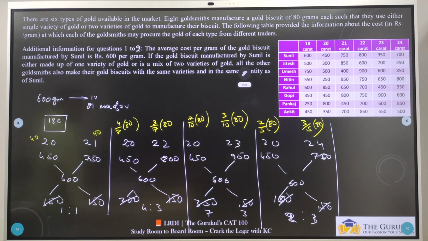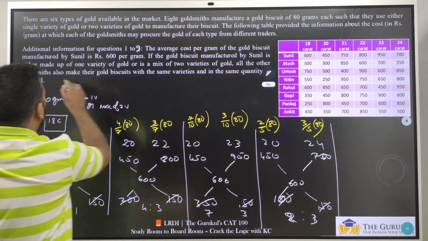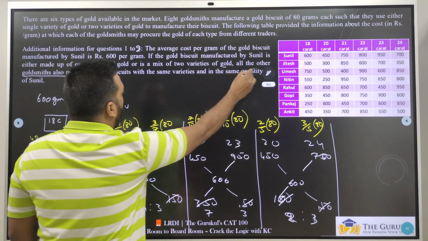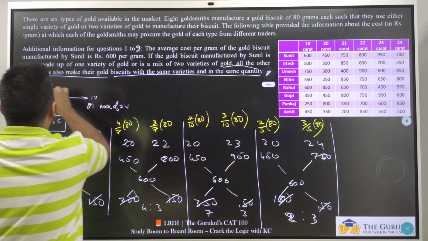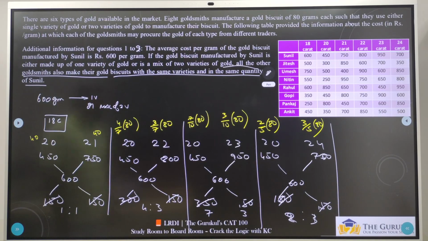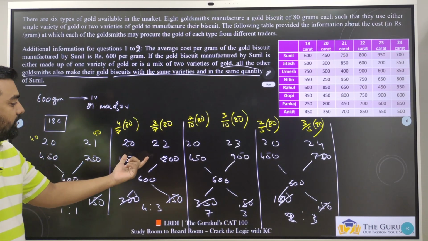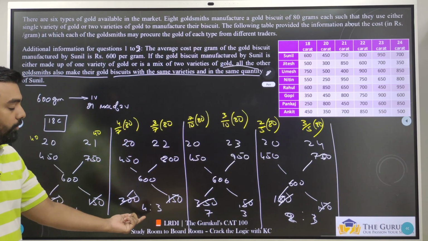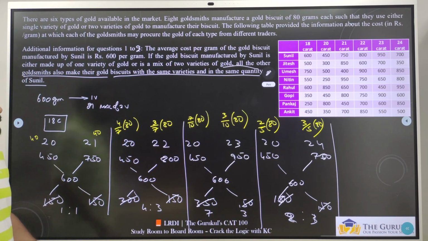Now this is not the important part. This is done with the information given. Now what is happening? All the other goldsmiths also make their gold with the same variety and same quantity of mixture. So for example, if Sunil is mixing 20 and 22 carat in the ratio 4:3, all the other goldsmiths also are mixing both of them in the ratio 4:3.